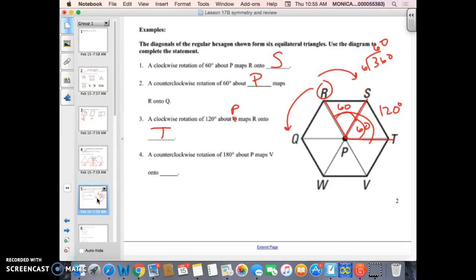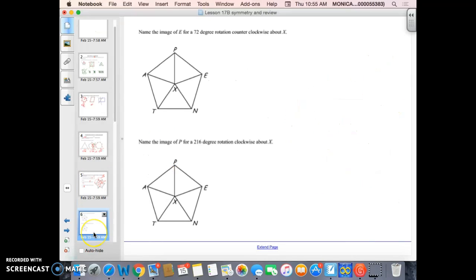And a counterclockwise rotation of 180 about P maps V onto, so we're going to go 180. So that's 3 rotations. 60, 60, 60, that's 180. So it's going to map V onto R.